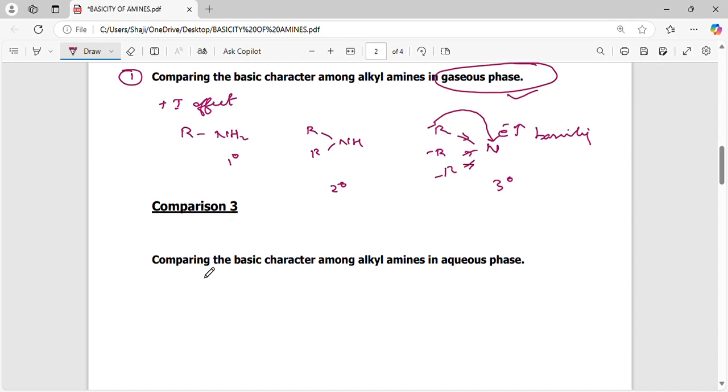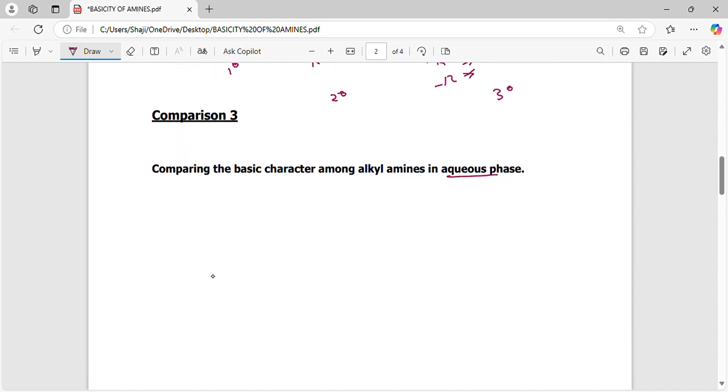But in aqueous phase, comparison number 3. In aqueous phase, there are two factors. Number one is plus I effect. Plus I effect is one of the predominant factors. But according to plus I effect, as I have discussed, tertiary is more than secondary than primary. But there is one more effect which is called the solvate effect. In gaseous phase, there is only one effect which determines the basic character. In aqueous phase, there are two factors which determine the basic character: one is plus I effect, another one is solvate effect.